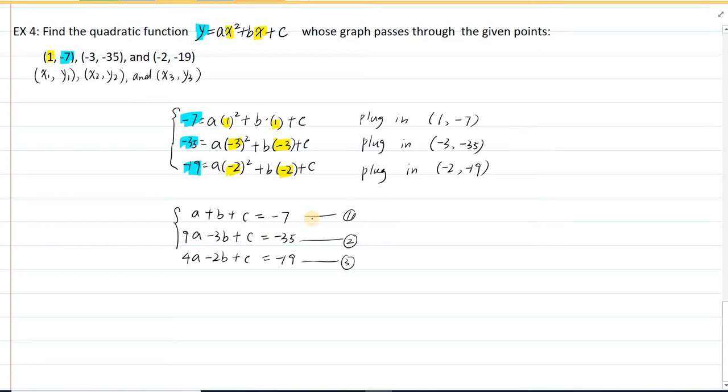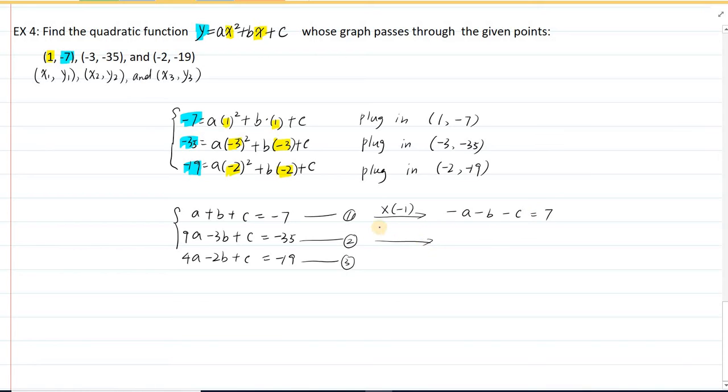You're going to solve this, so I can do it probably pretty quick. For this, the easiest way, we're just going to use equation 1 and 2. Okay, I'm going to multiply equation 1 by -1. Then I'm going to have -a, -b, and -c equal to +7.